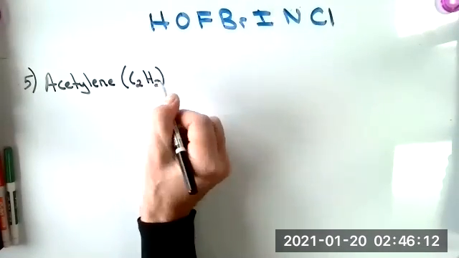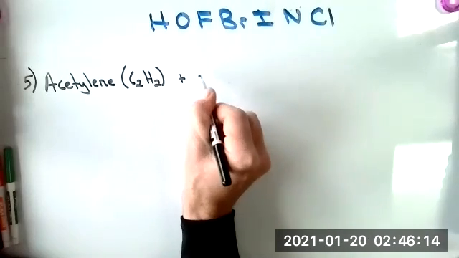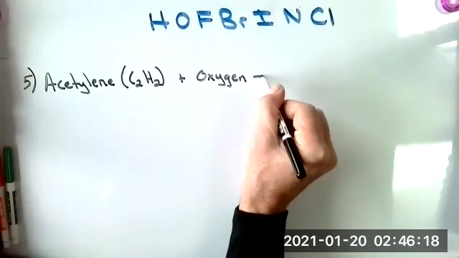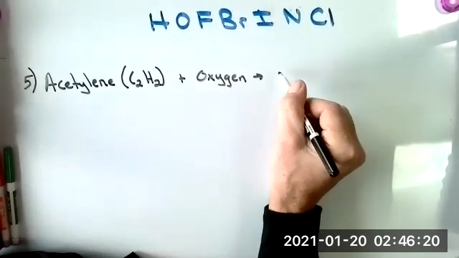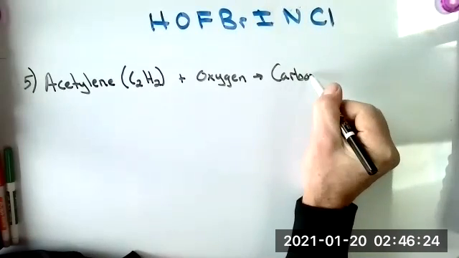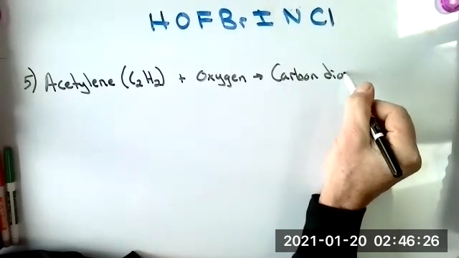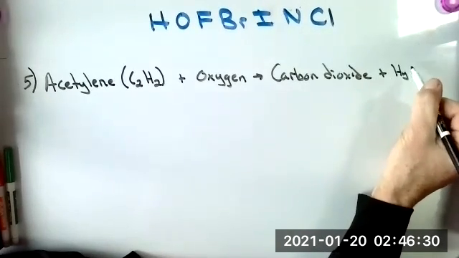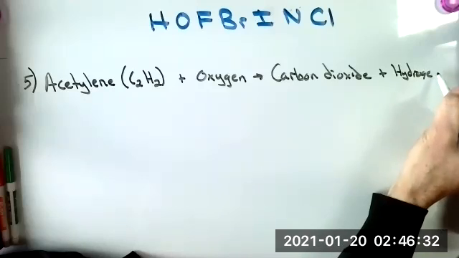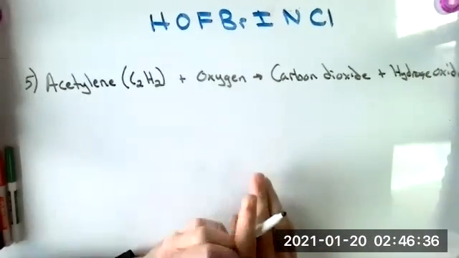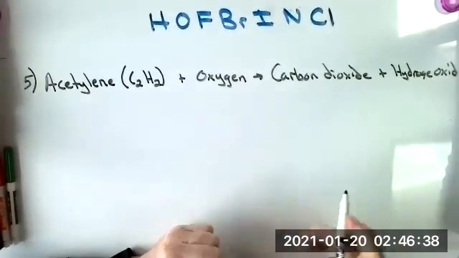C2H2 plus oxygen produces carbon dioxide plus hydrogen oxide. Ooh, I kind of squeezed that in the corner.